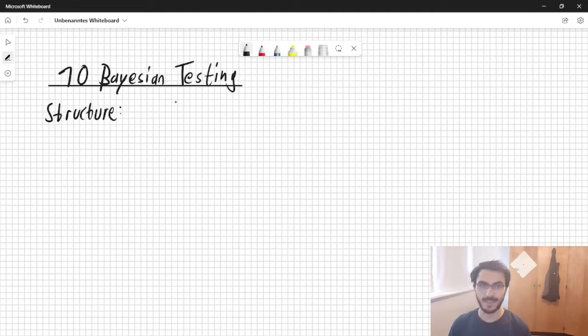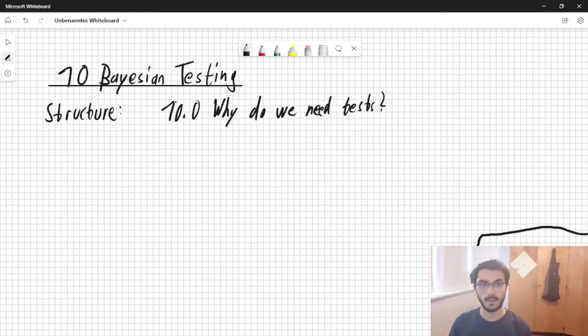We're going to start with the first basic question, which is why do we need tests? The answer is going to be fairly straightforward. We are going to very broadly define what tests are for. Then I'm going to introduce you to two frameworks. First I'm going to introduce you to the classical framework of testing.